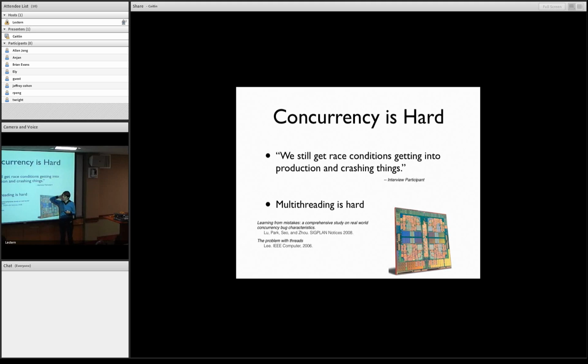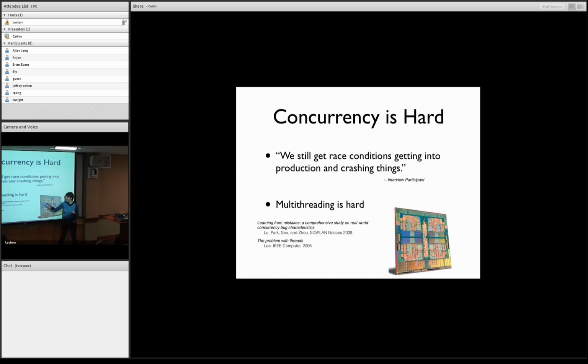This is a quote from some interviews that I've been running with developers in the Silicon Valley area about how they use program analysis tools and other methods to find errors in concurrent code. So we still get race conditions getting into production and crashing things. So this is a source of bugs that are pretty severe. Crashing production systems is pretty bad.